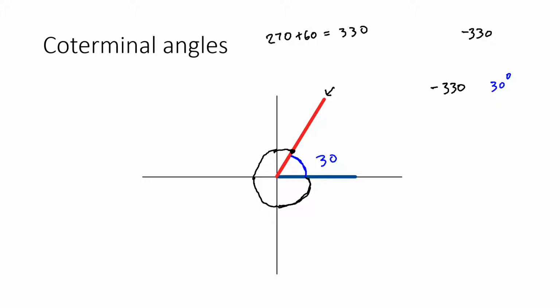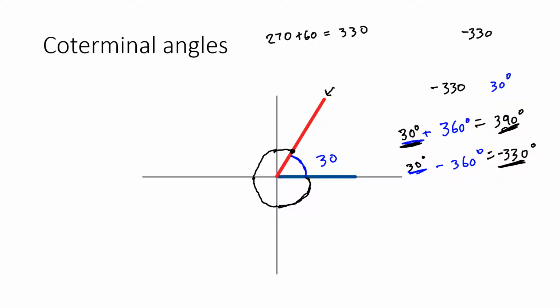So to make a long story short, if I can add 360 degrees to an angle, or subtract 360 degrees from an angle, then the two angles are coterminal. For example, if I add 360 to 30 degrees, it gives me 390 degrees. So this angle and this angle are coterminal. Similarly, if I took that same 30 degrees and subtracted 360, I'd end up with negative 330 degrees. So negative 330 degrees is coterminal with 30 degrees.